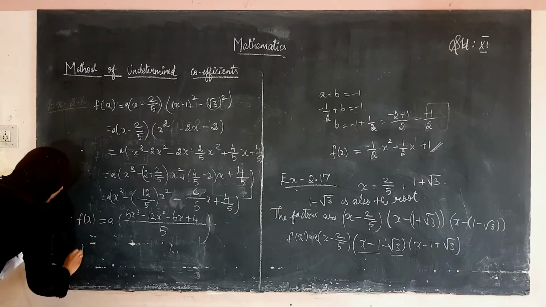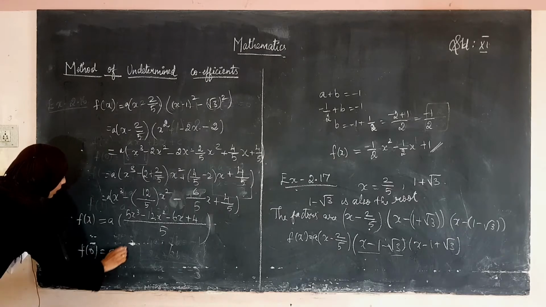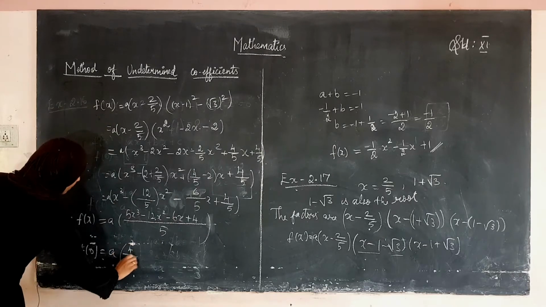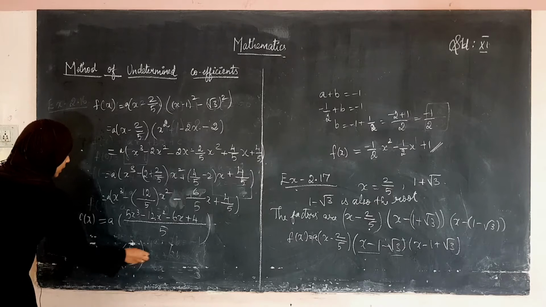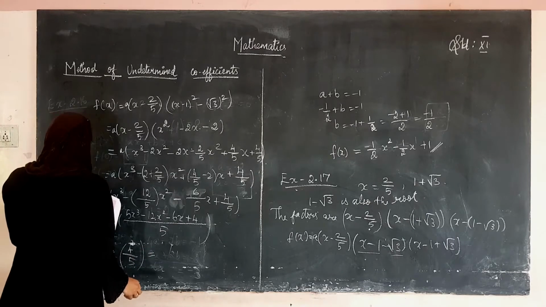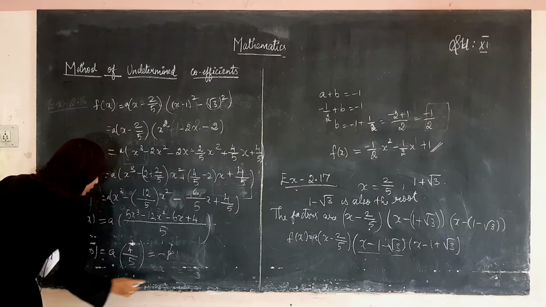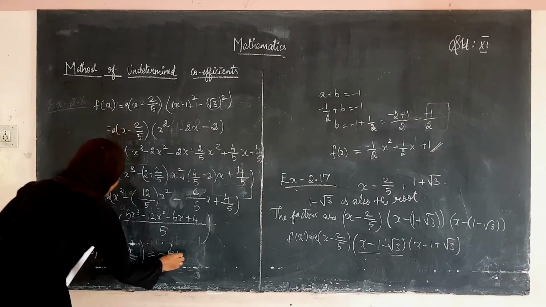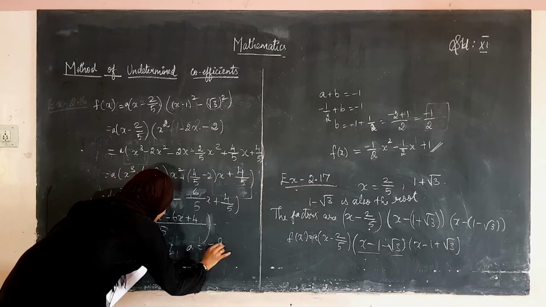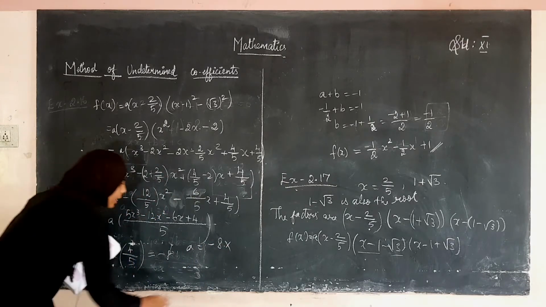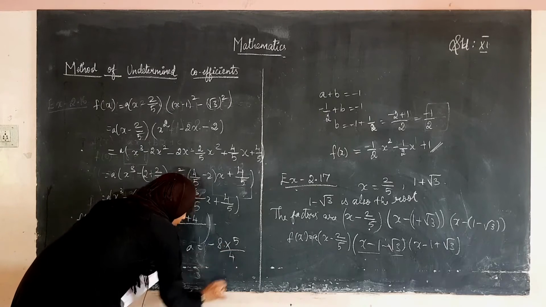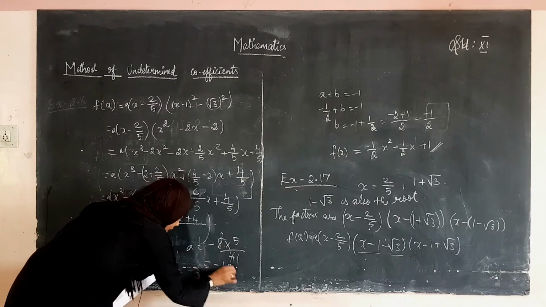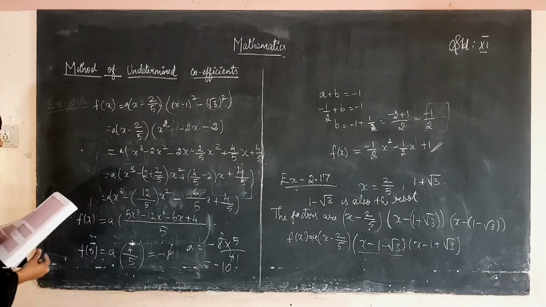Then what happens? f of 0 will be equal to a into, this becomes 0, this becomes 0, this becomes 0, that is 4 divided by 5, which is equal to f of 0, which is equal to minus 8. So, 4a divided by 5 is equal to minus 8. Bring this to this side, a will be equal to minus 8 into the reciprocal, 5 divided by 4. 4 1 is 4, 4 2 is 8. So, what is the value of a? Minus 10. So, the value of a is minus 10.